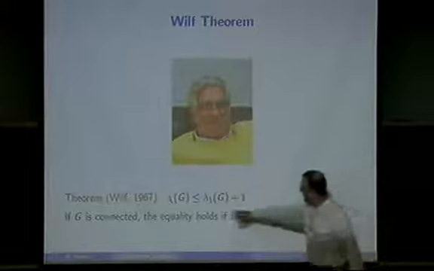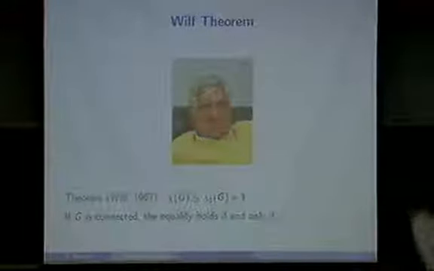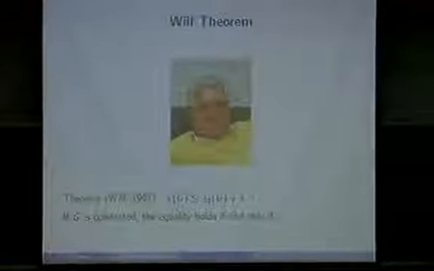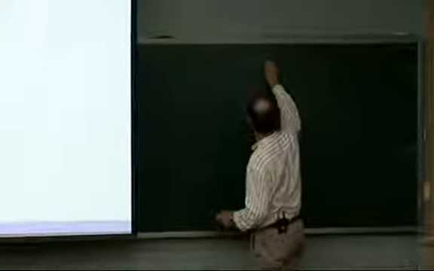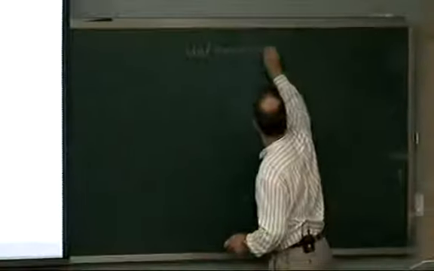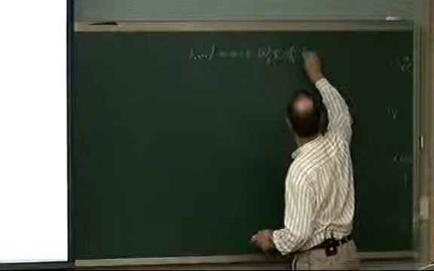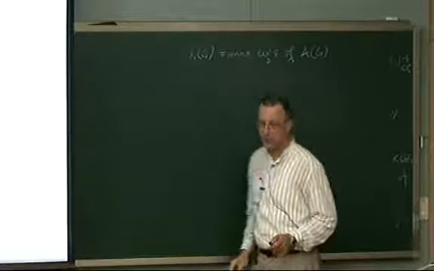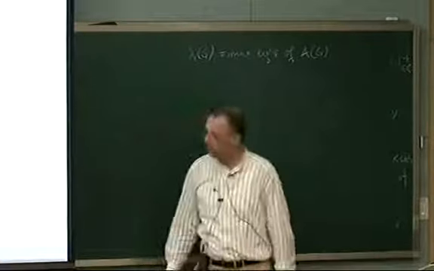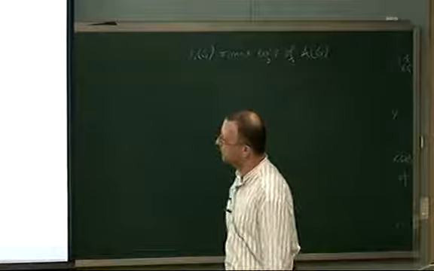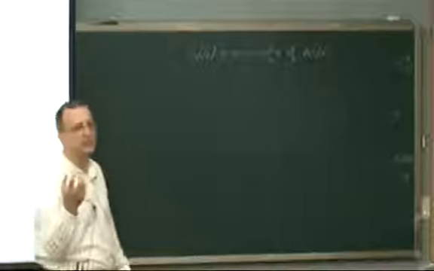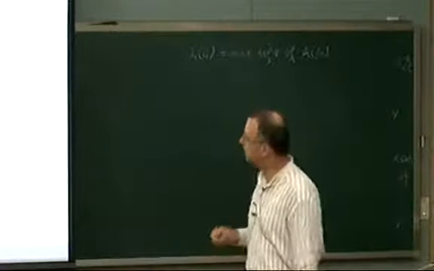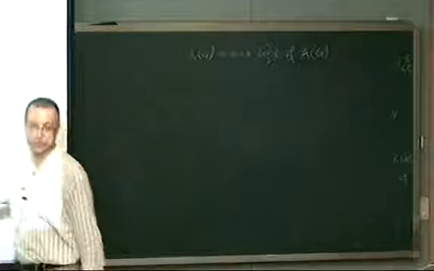So lambda 1 of G is the maximum eigenvalue of the adjacency matrix of the graph. And it's interesting that this eigenvalue is playing the role. It's always smaller than delta, the maximum degree. And so it is an improved Brooks bound in some sense.